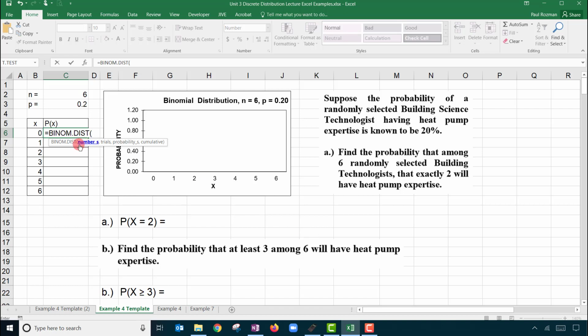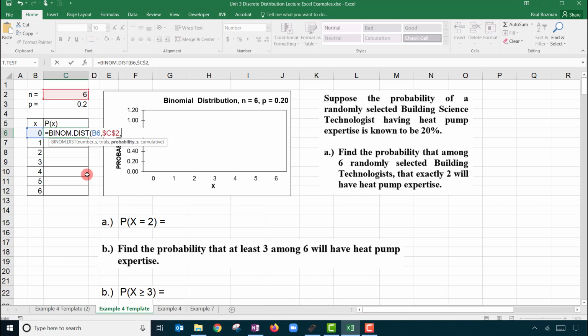And then you see that it asks for a couple different items. The first one is the number of successes that you want. In this case, I want the probability of no successes. That's what X is. So I'm going to just type cell B6 there. And then the number of trials in this case was 6. Or I could type $C$2. And then the probability of success is the next thing it wants.